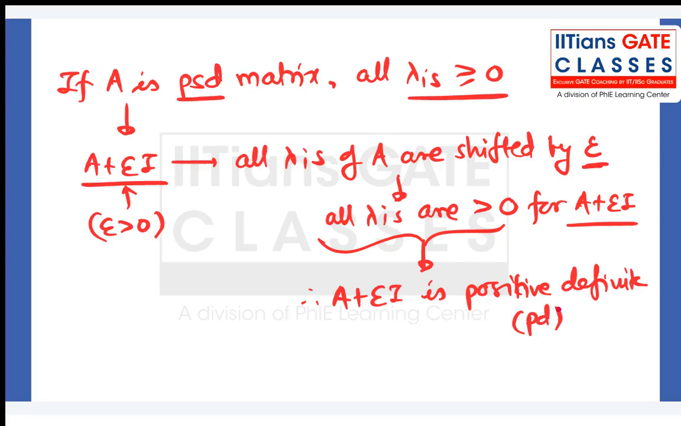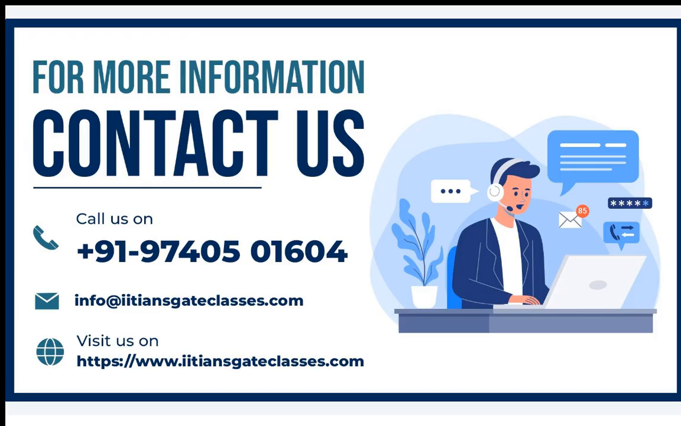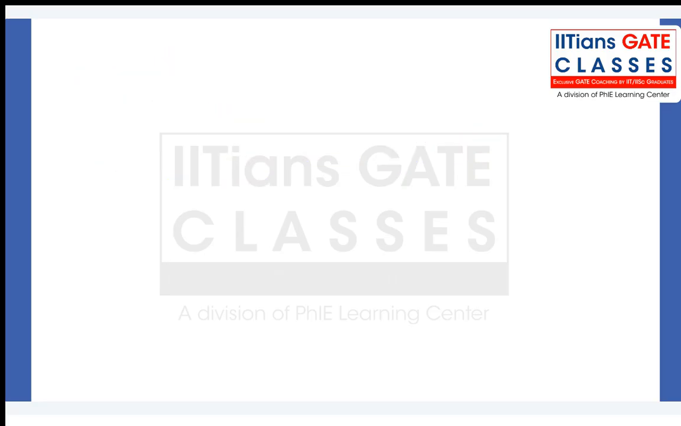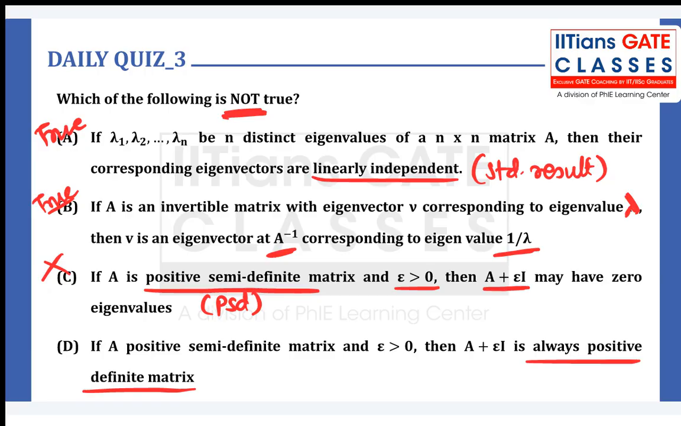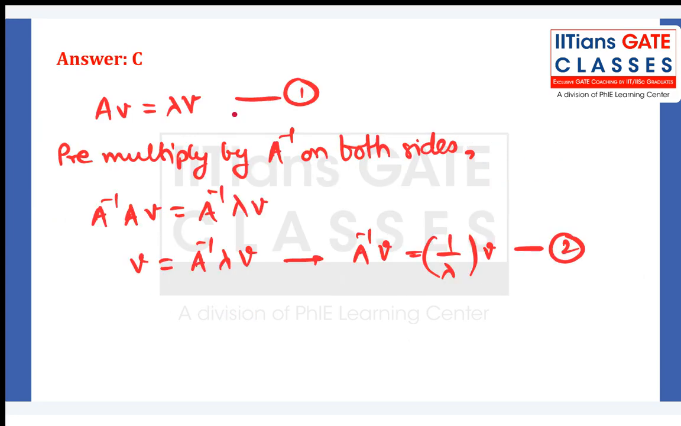So therefore, the correct answer is, oh sorry, I clicked somewhere else. Yeah, this is true. So the answer should be option C, because they're asking you for the false statement. So the answer is option C. Okay, so like that.